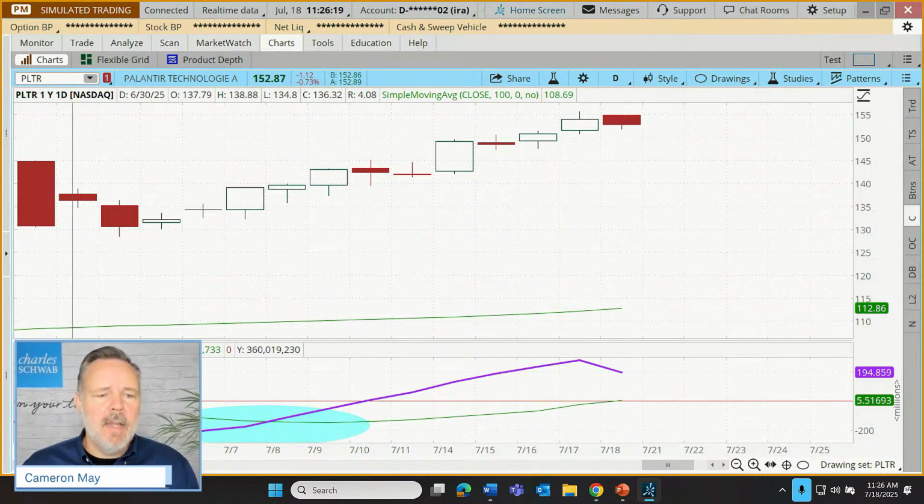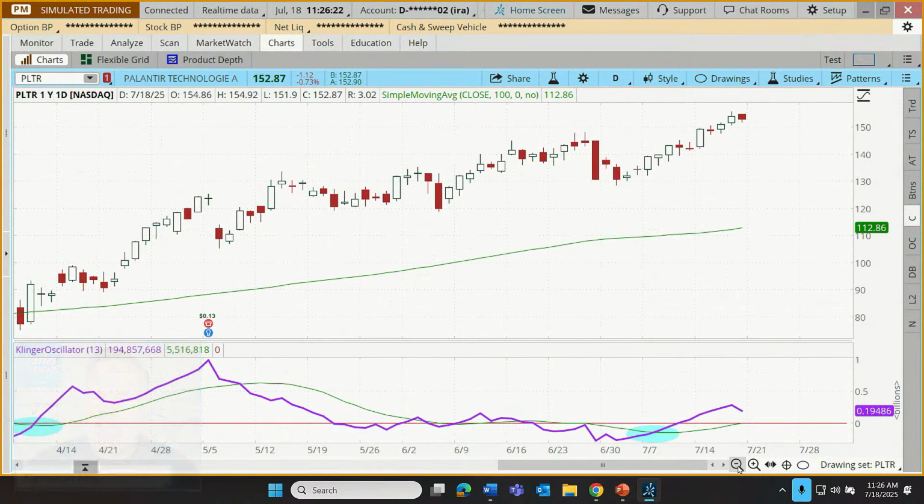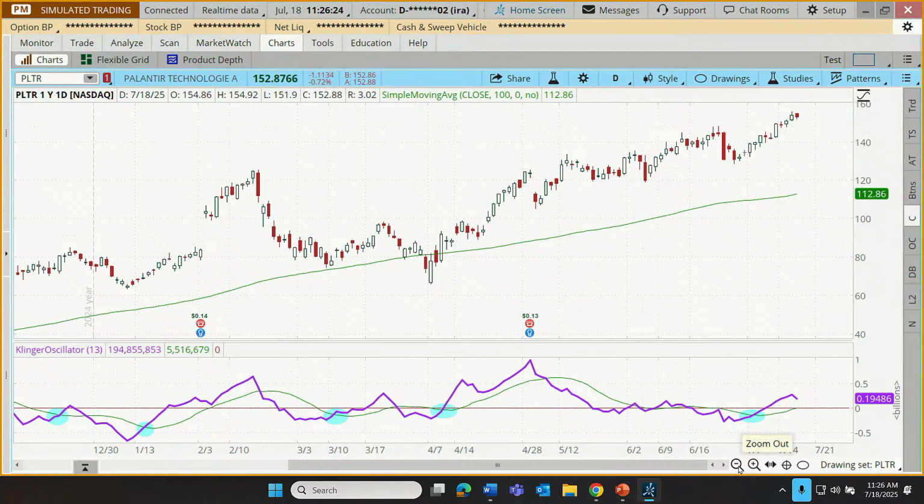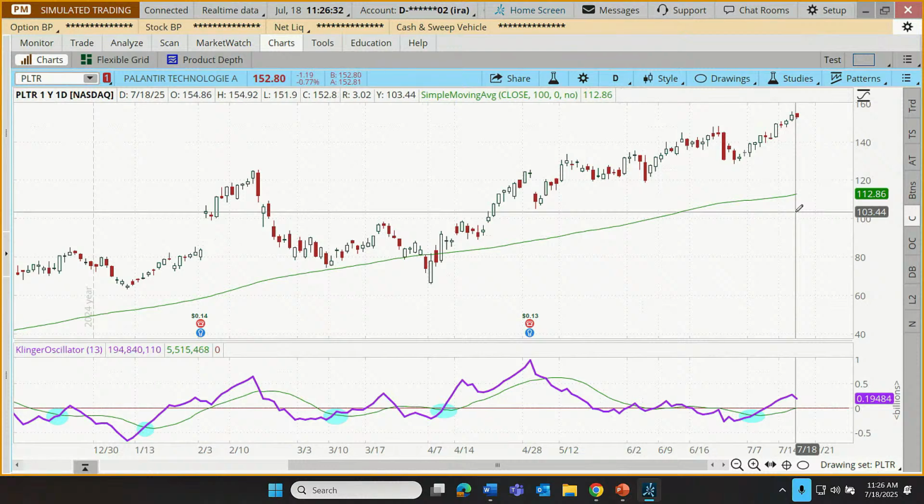So that's our Klinger oscillator. And you can see why this might have some attraction to somebody who is looking for something that's not just a reflection of price, but also reflecting price, volume, and volatility, the size of the changes.